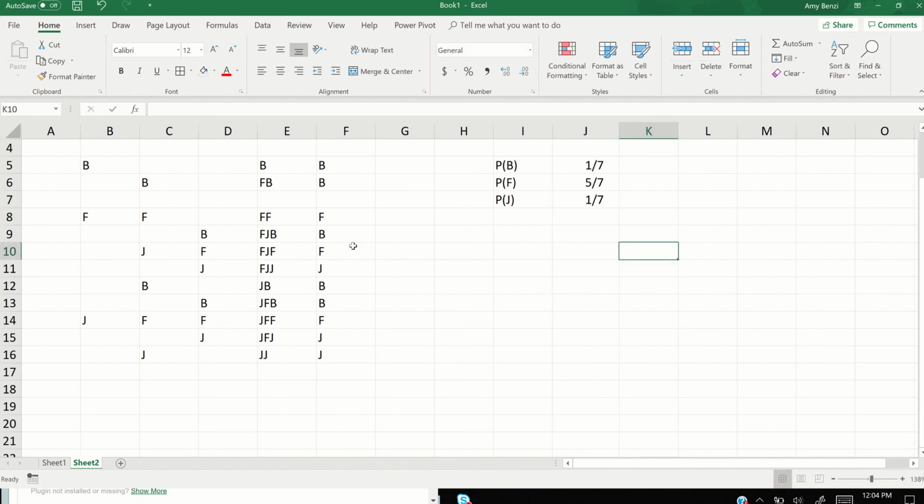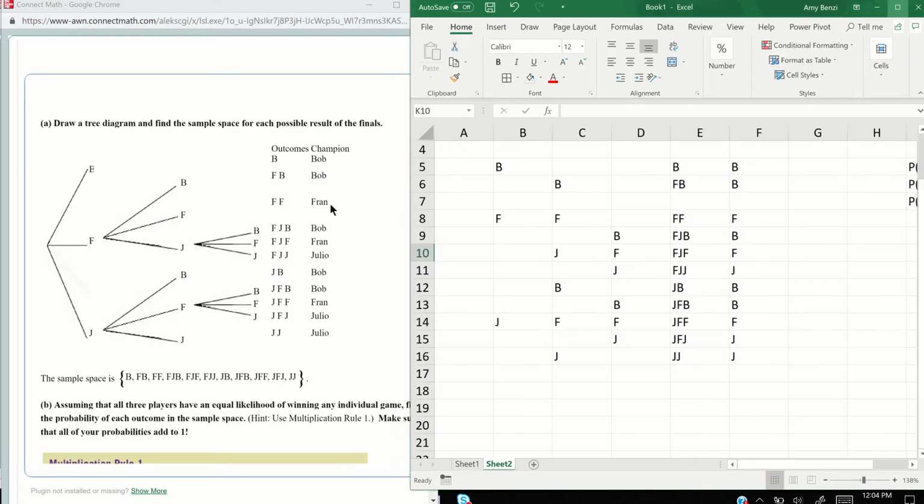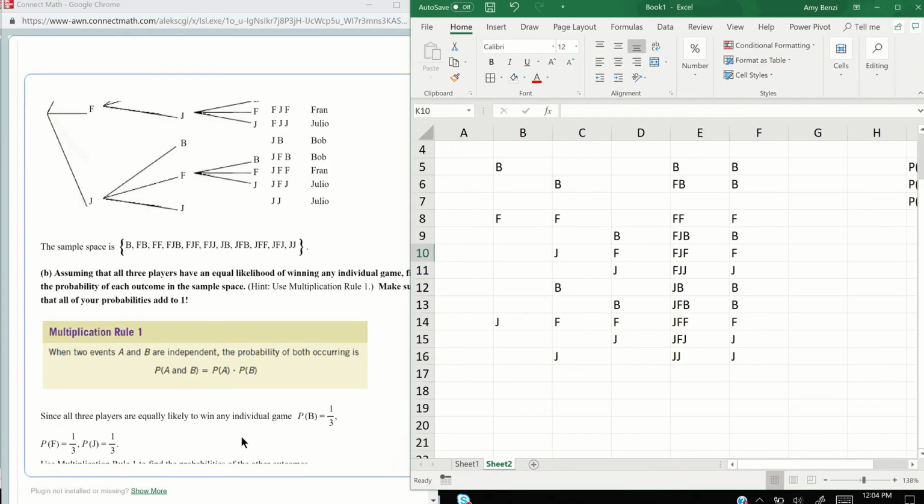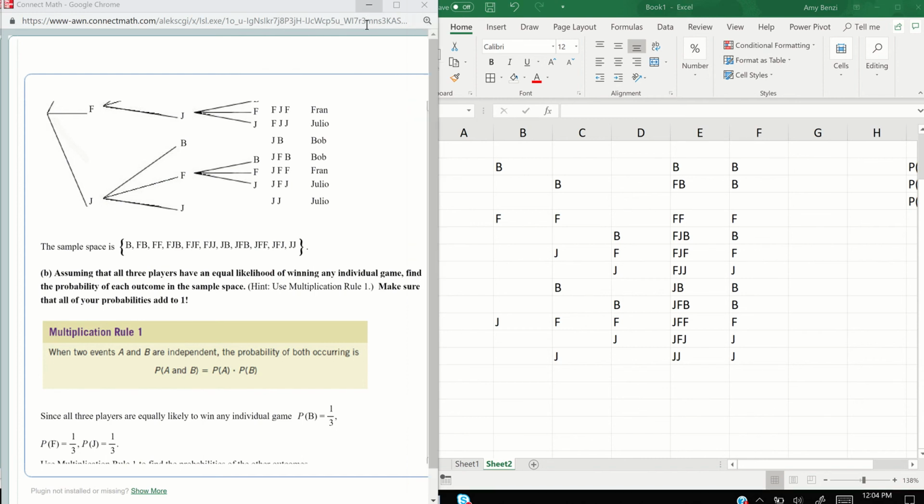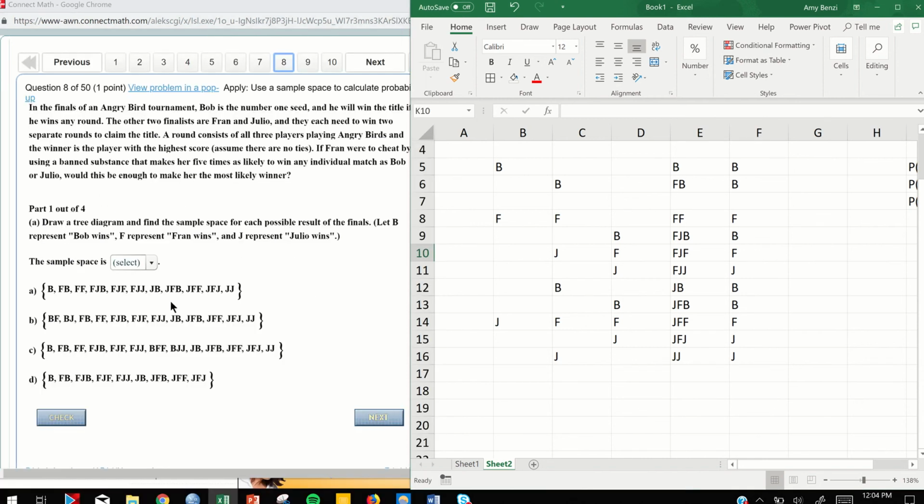All right, so now I've got to calculate some stuff. I think they're asking me to calculate the outcome of each of these occurrences. So let's see. Back to my actual question here. The question is asking me, oh, what's my sample space? Well, I just did that. It goes from Bob, Fran, Fran. It looks like it's going to be Charlie here. You see it?